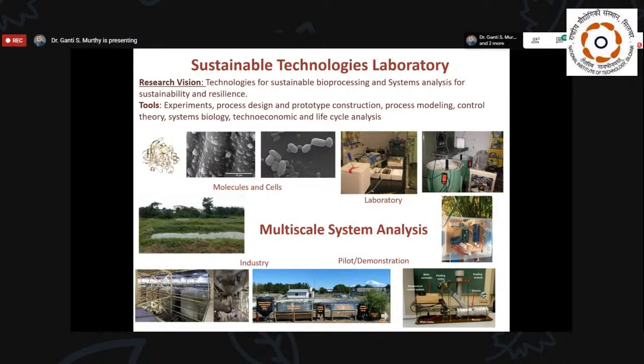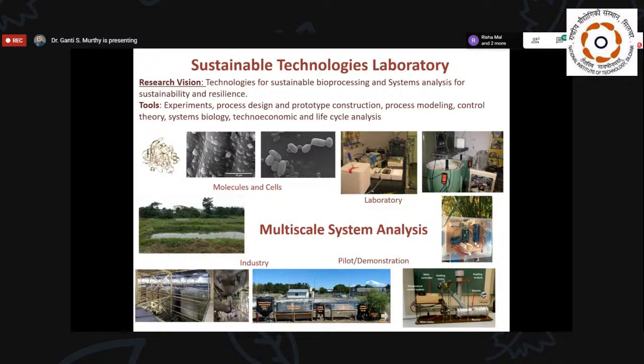So we do enzyme modeling. We study the cells at the cellular level. We do some systems biology modeling, laboratory scale studies, a lot of control systems, pilot scale demonstrations, industry scale demonstrations, and things like that. For that, we use a lot of experiments, process design, prototype construction, process modeling, control theory, systems biology, techno-economic and life cycle analysis.